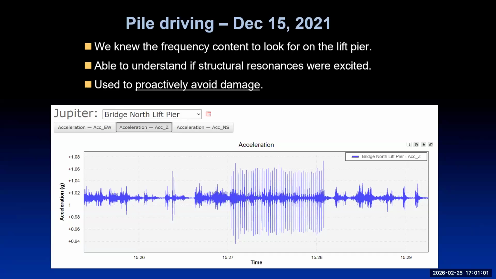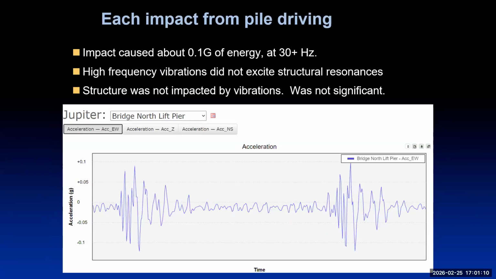We had done a baseline on the structure and we understood its dynamic characteristics, and we could track to see if any of these impacts were having an effect on the structure, and also to use it to back the engineer off. So the impact of each pile, if you open up a time history when you're taking these measurements, you'll see the acceleration over time. And you can see the impact, and you get a very high frequency response that is of varying frequencies.